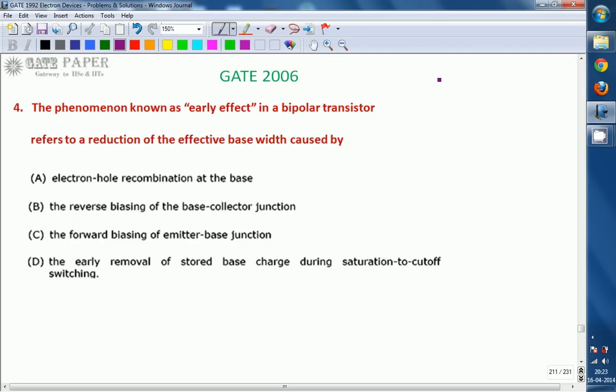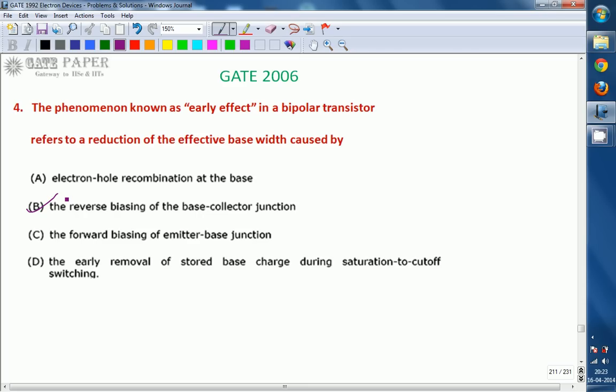A. Electron hole recombination at the base, B. Reverse biasing of base collector junction, C. Forward biasing of emitter base junction, D. Early removal of stored base charge during saturation to cutoff switching. The right answer for this question is B.